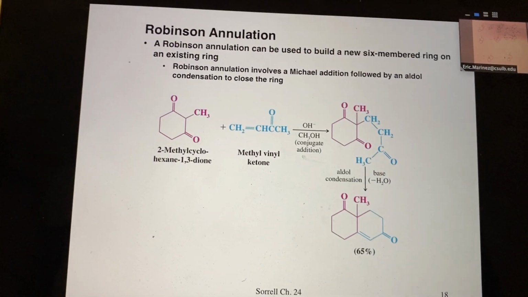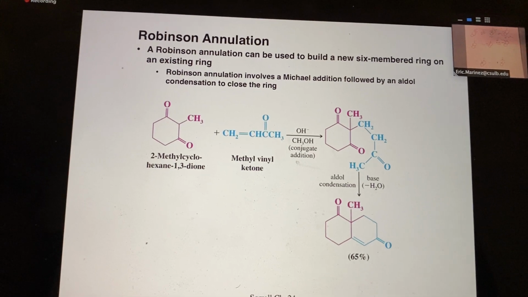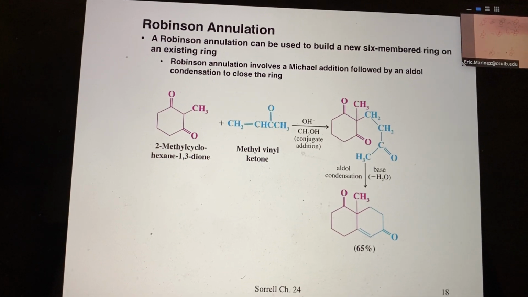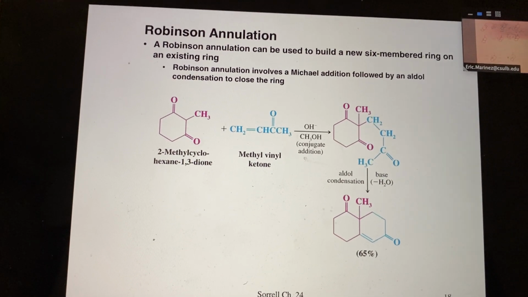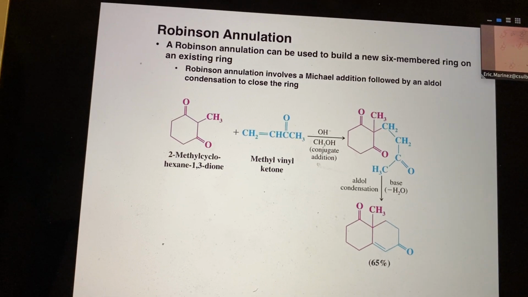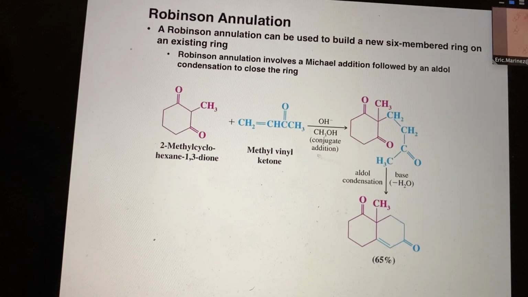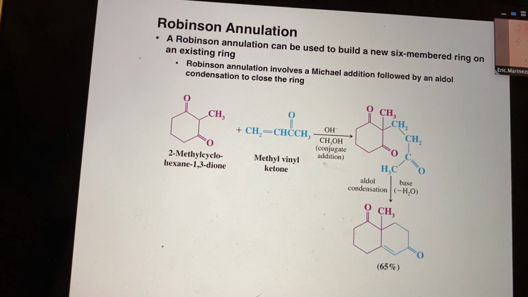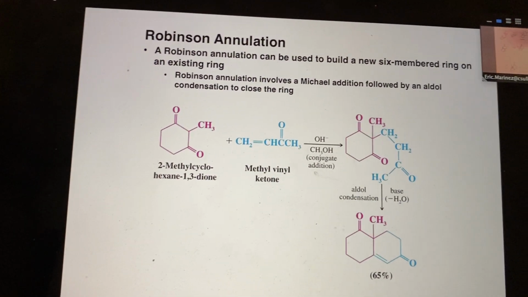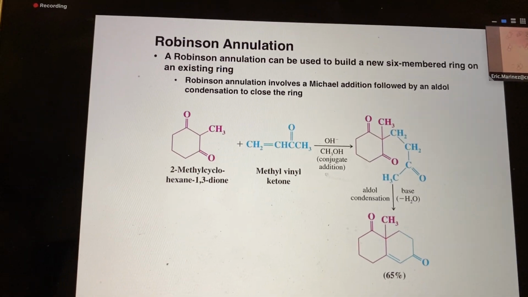This reaction was developed by a British chemist. His name was Robert Robinson. And Robert Robinson won the Nobel Prize for this work. And at one point in England, if you got a Nobel Prize, you got knighted.